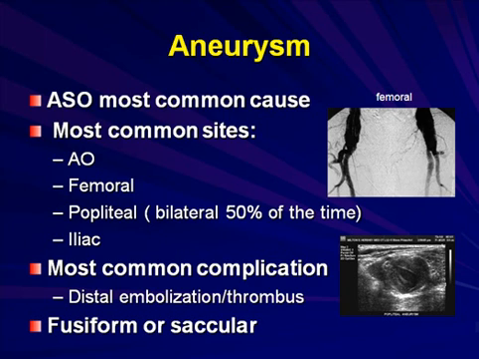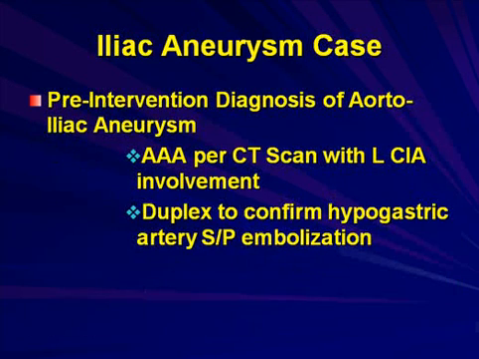The most common sites for aneurysms are aorta, femoral, popliteal, and those are bilateral about 50% of the time, and iliacs. And the most common complication associated with the aneurysm is distal embolization and thrombus. And again, these can be fusiform or saccular, but most of them are fusiform. Let's look at an iliac aneurysm case. We often see iliac aneurysms associated with aortic aneurysms.